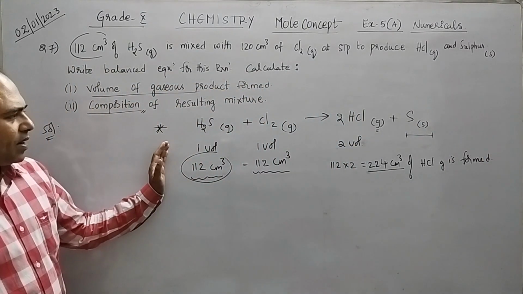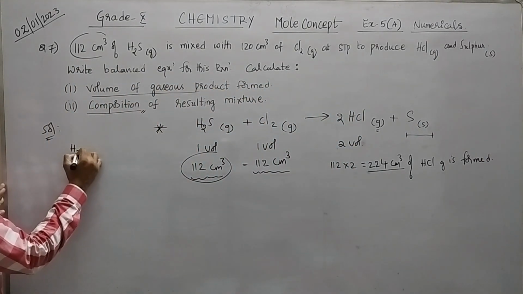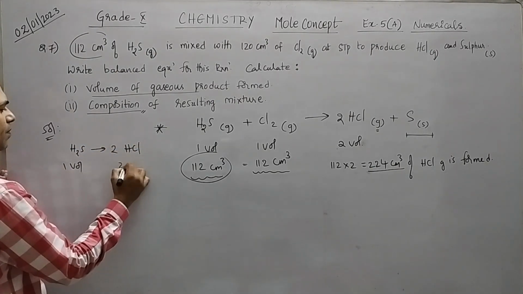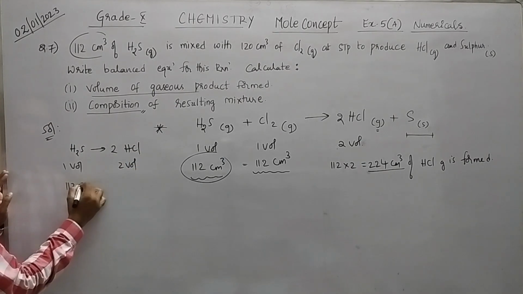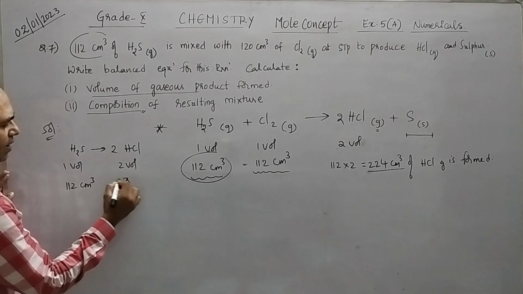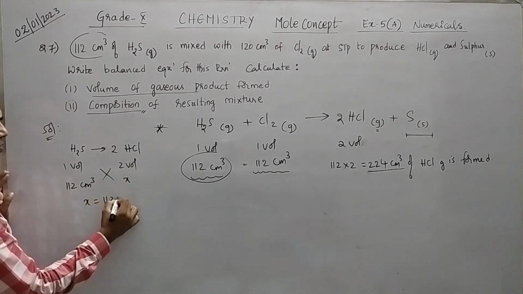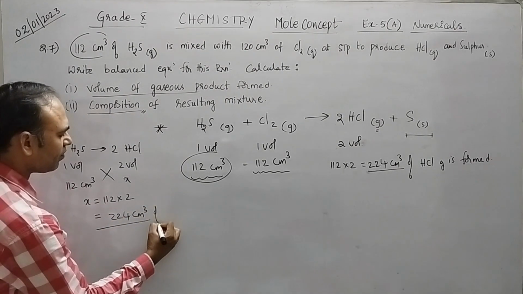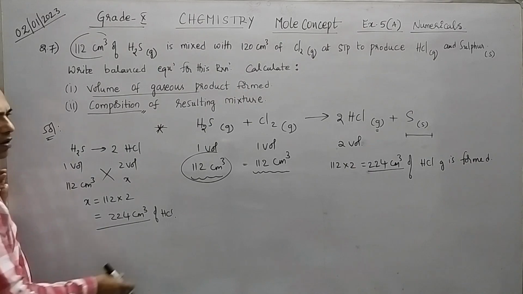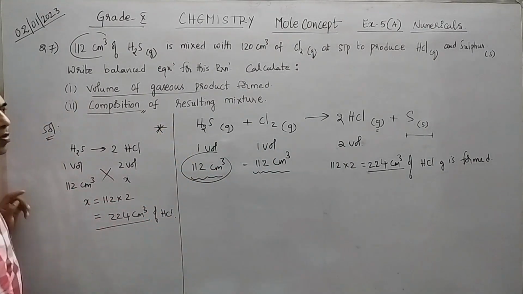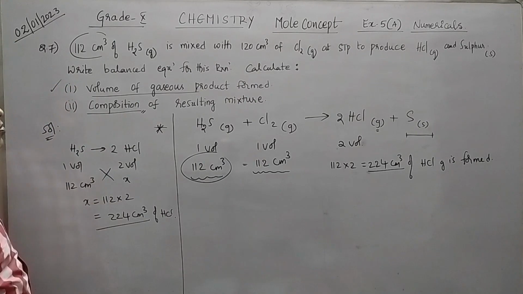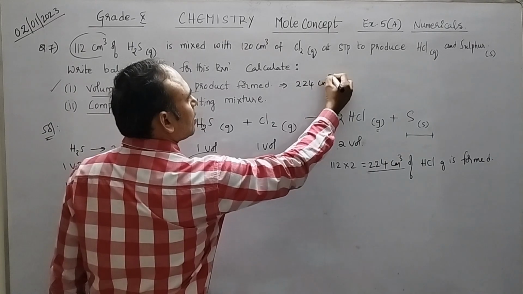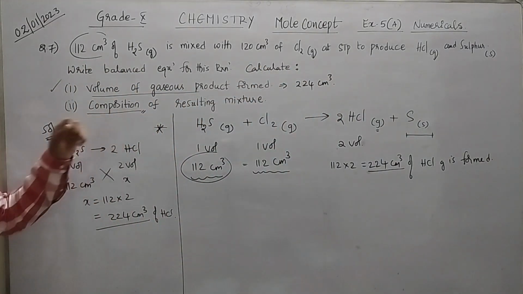So hope you have understood this. Very simple. You can calculate separately also. How to calculate? 1 volume of H2S gives us 2 volumes of HCl. If you take 112 centimeter cube, this is x, cross multiply, x is equal to 112 into 2, nothing but 224 centimeter cube of HCl. Either you can follow this or you can directly calculate like this. Hope you have understood this. The first question, volume of gaseous product, that is HCl, how much we got? 224 centimeter cube.